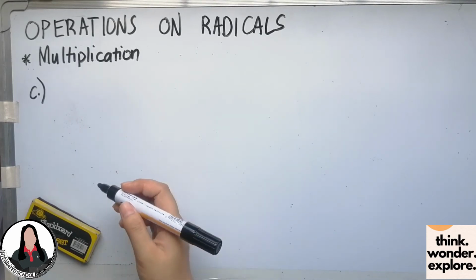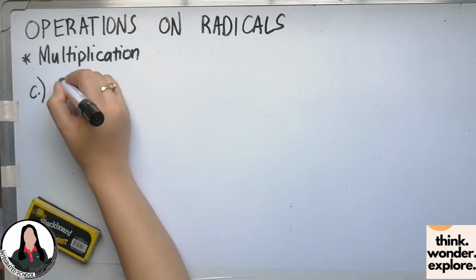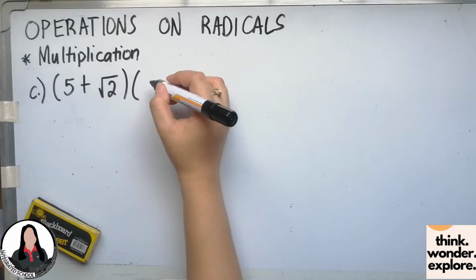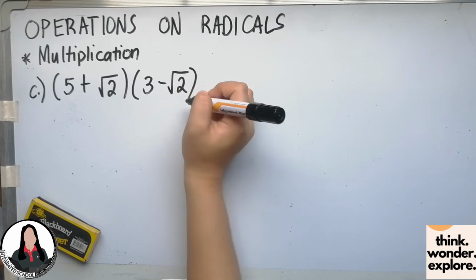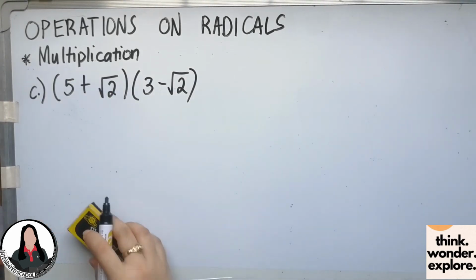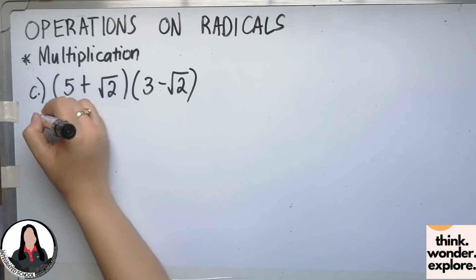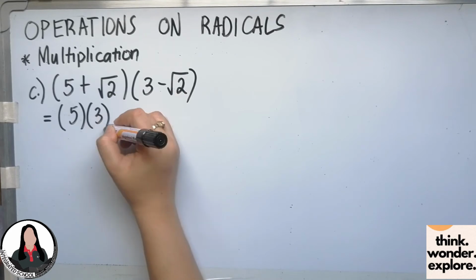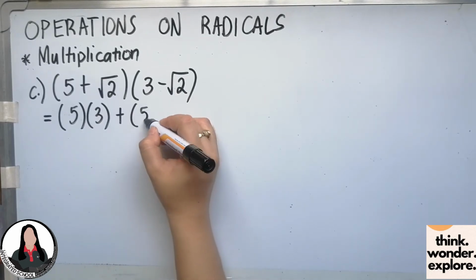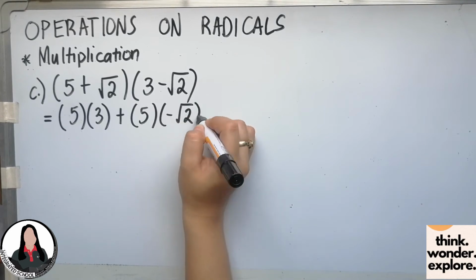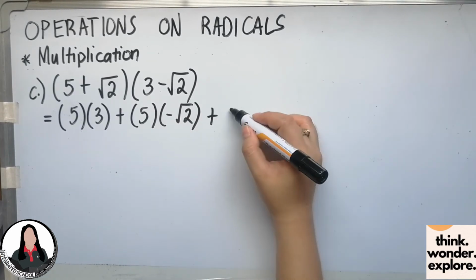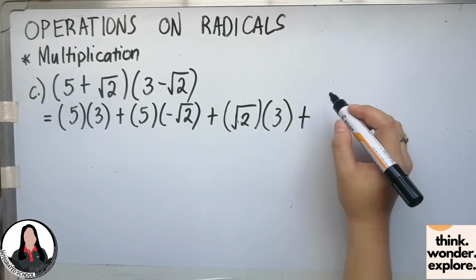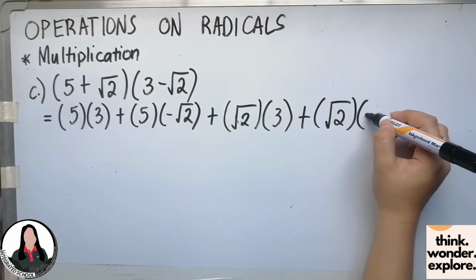So, for the third example, under the multiplication of radicals, we have the quantity of 5 plus square root of 2 multiplied by the quantity of 3 minus square root of 2. Now, for us to multiply these two binomials, we will just use the distributive property wherein we multiply the first terms, 5 times 3, plus the outer terms, that's 5 times negative square root of 2, and then plus the inner terms, we have square root of 2 times 3, and then we multiply the last terms, we have square root of 2 times negative square root of 2.